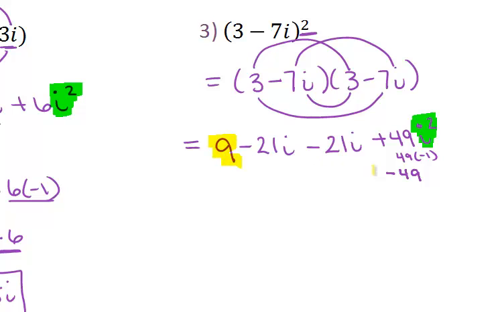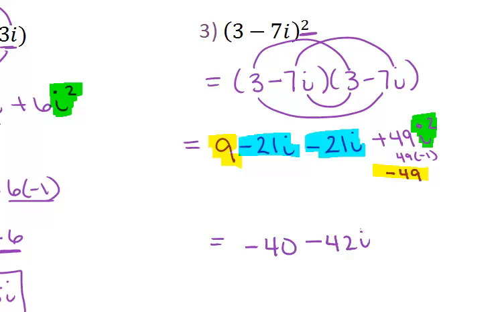I have 9 minus 49 to give me a negative 40. And I have negative 21i minus 21i gives me a negative 42i. So, it's in the format of a plus bi, and I've got my final answer there.